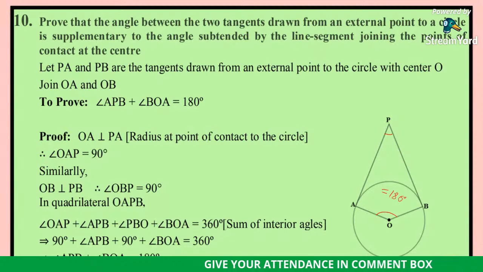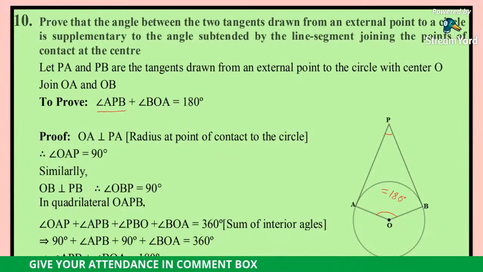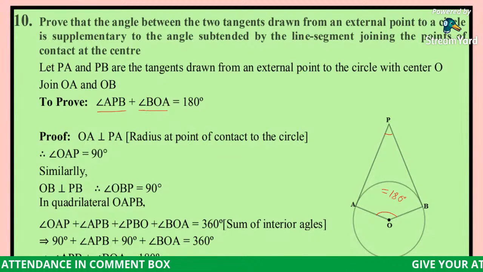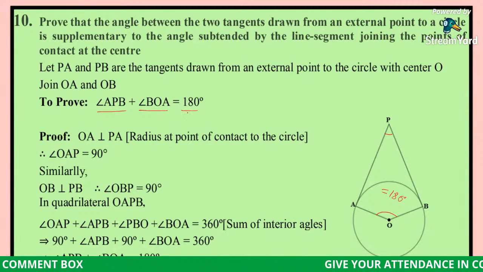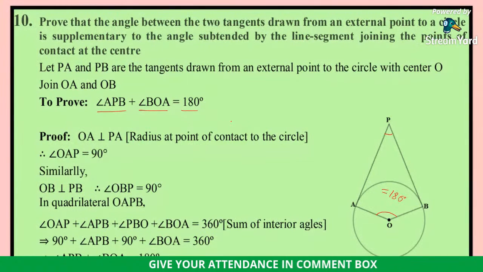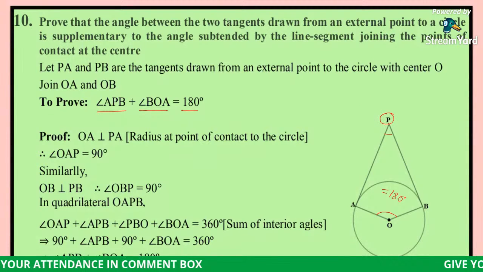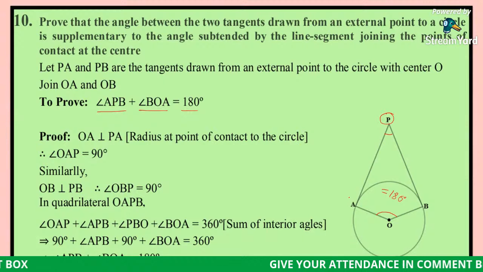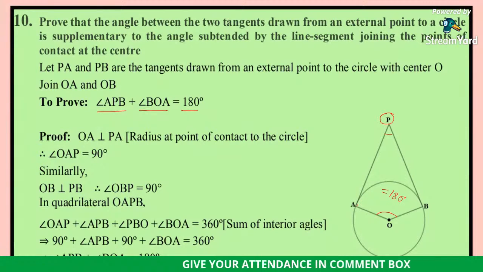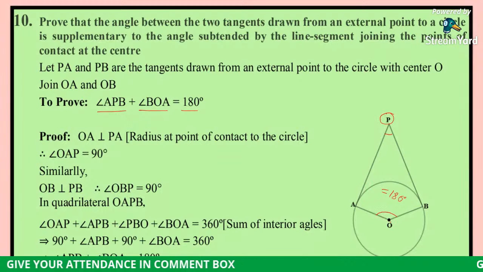Yes, here it is given. What to prove? APB plus BOA is equal to 180 degrees. To prove this one, it is given the tangents drawn from an external point. That means we are going to take point P as the external point, and from point P we are drawing the tangents PB as well as PA to the circle with center O. Then join AO and OB.